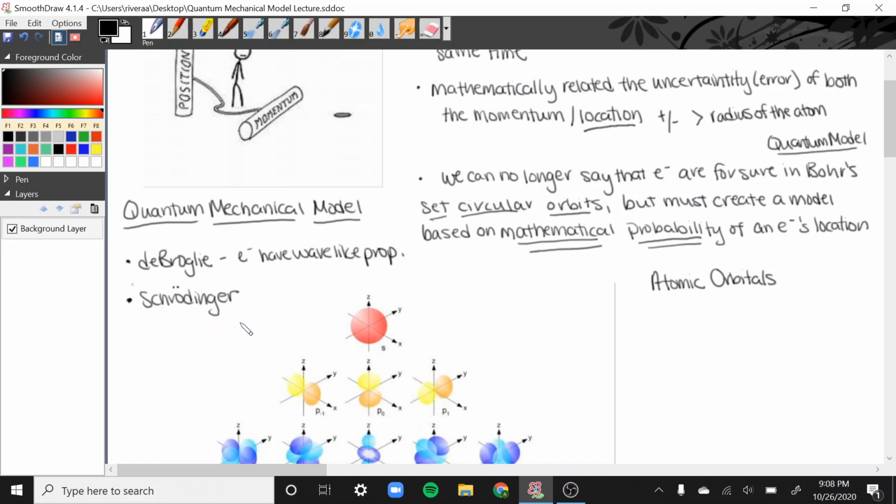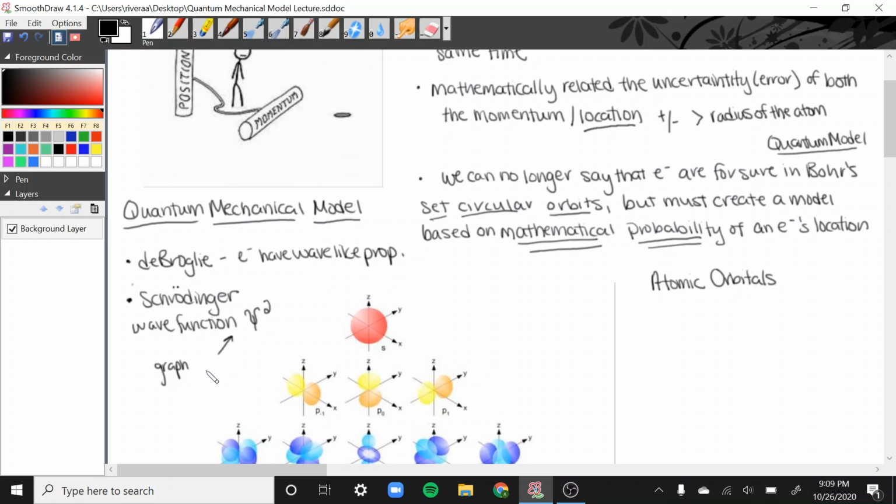And the other guy who was really important in coming up with the quantum mechanical model was Schrodinger. He is the one who actually came up with what we call the wave function. Again, you guys will take a bunch of crazy calculus and particle physics and whatnot. The wave function is given as the variable psi, and Schrodinger actually graphed the square of the wave function. We don't have to get into all of the math.